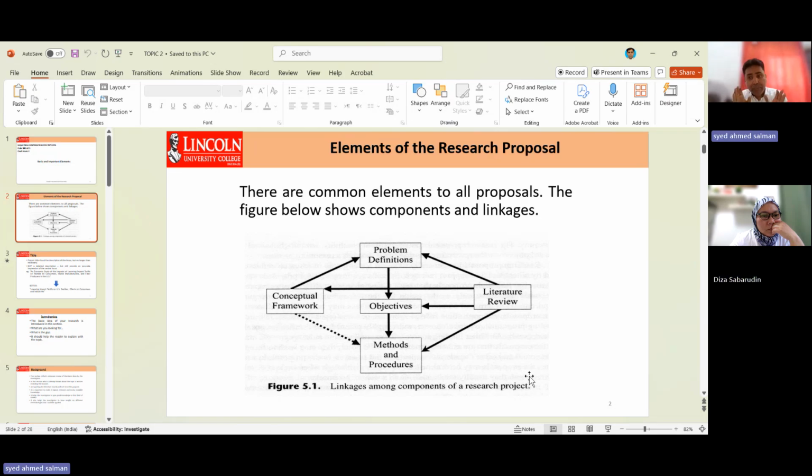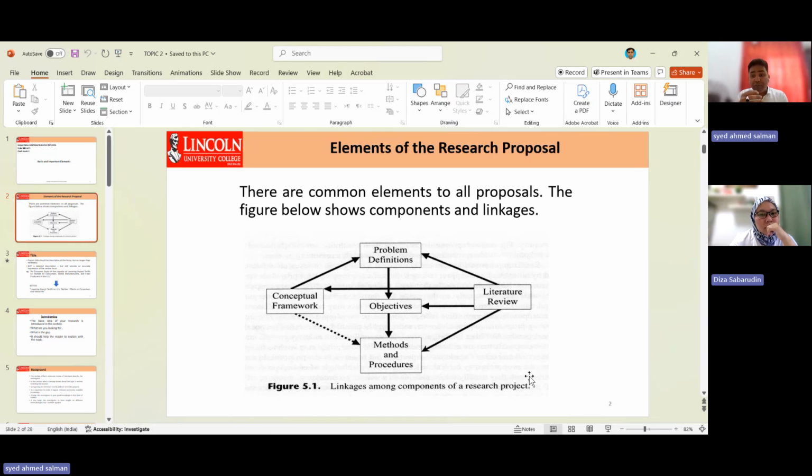Having the problem and having the research gap. What is the problem? Students are not performing well. What is the research gap? There is no study on this particular title in the state of Selangor. So now what are you going to do?